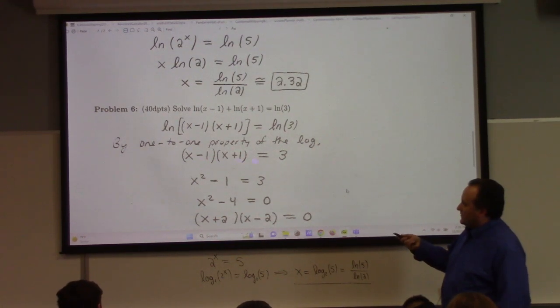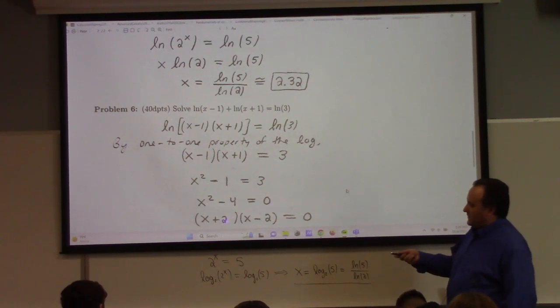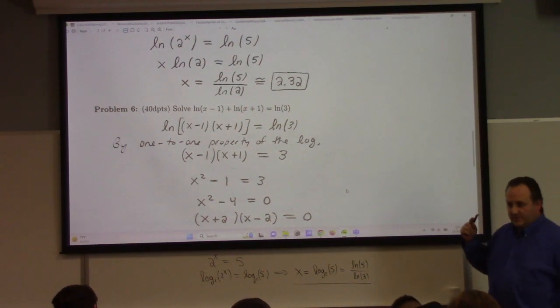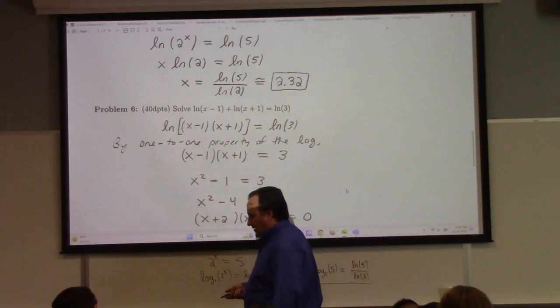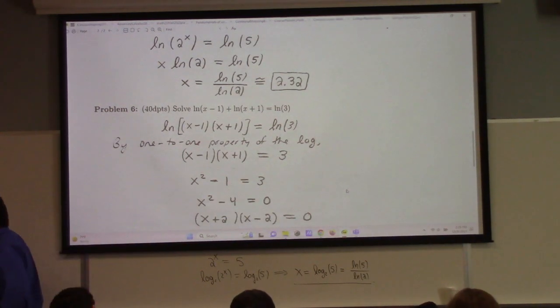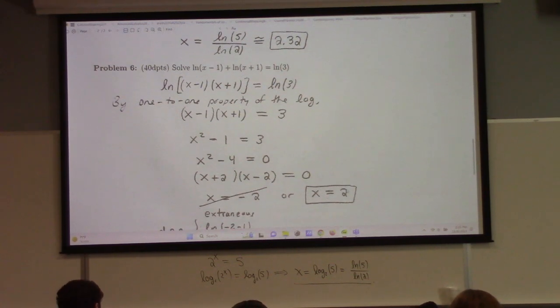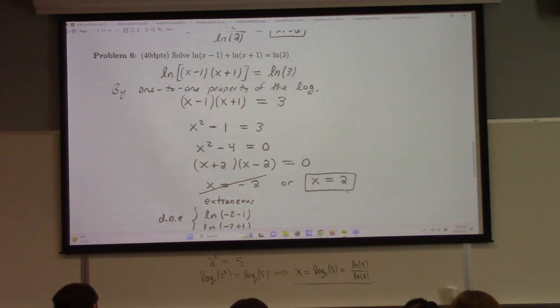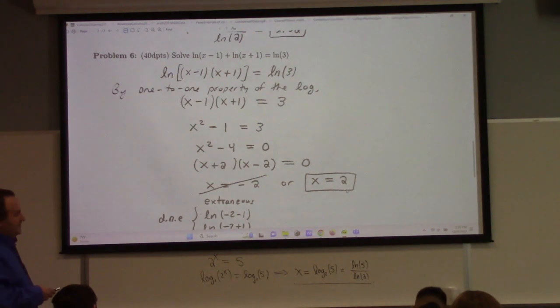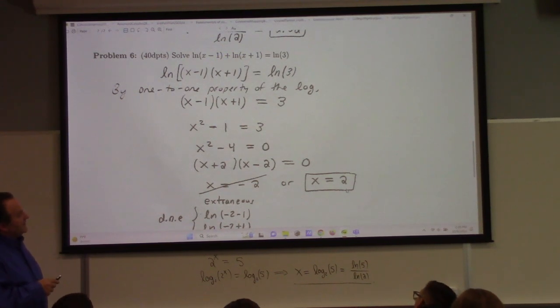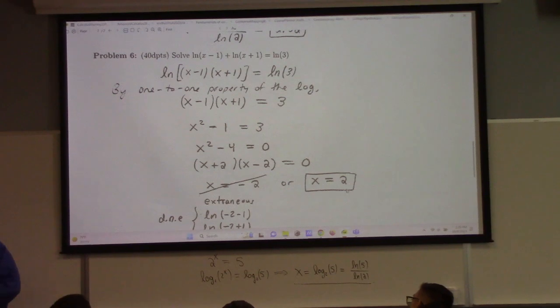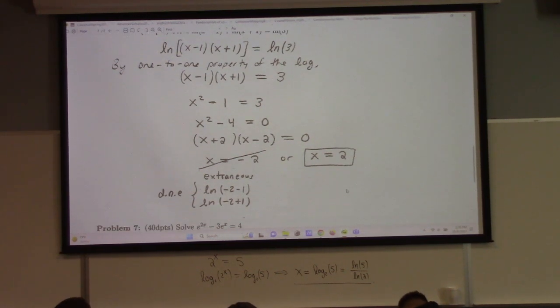I get x minus 1 times x plus 1 equals 3, which gives me x squared minus 4 equal to 0, which factors to give me either x equals 2 or negative 2. Are they both solutions? Is one extraneous? What do you guys think? One solution. 2 is the solution. Minus 2 is extraneous because if you try to plug in minus 2 into these, you get negative numbers. And we can't take the log of a negative number. Natural log of a negative number is not defined in this class.